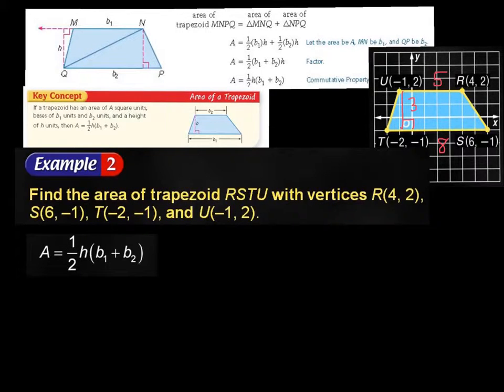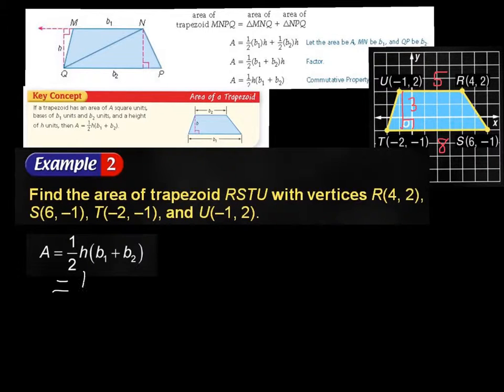The formula is so easy to use, I guess they thought it'd be more challenging if they made us plot the points first and count squares. So I went ahead and gave us the plotted points and counted squares. From -1 to +4 is 5, and from -2 to +6 is 8, and from -1 to +2 is 3. So now we can plug into our formula.